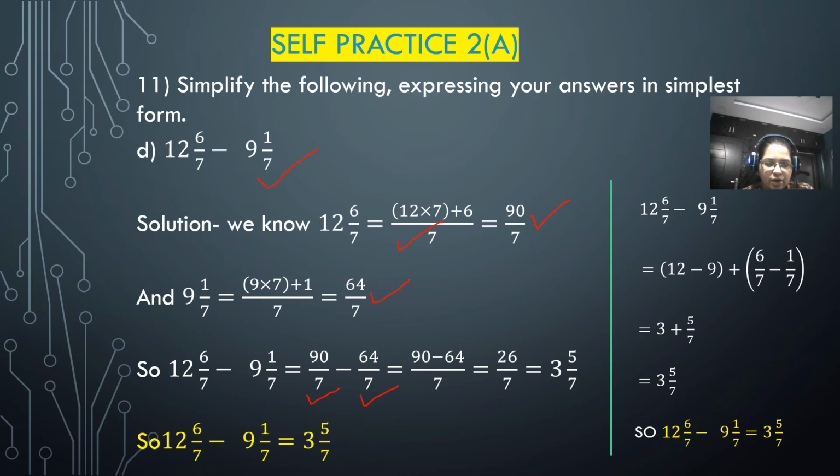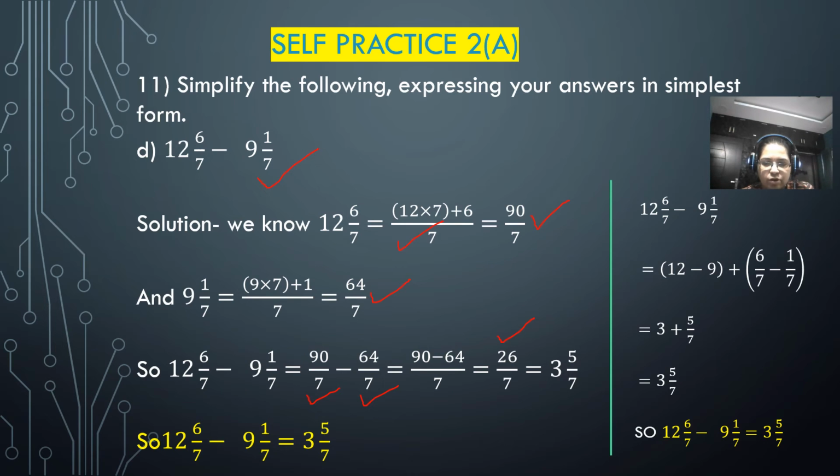90 divided by 7 and 64 divided by 7 are like fractions. So when you subtract like fractions, just subtract the numerators, that is 90 minus 64, and divide by the denominator as usual. 90 minus 64 divided by 7. 90 minus 64 is 26. So 26 divided by 7, and 26 divided by 7 is an improper fraction.